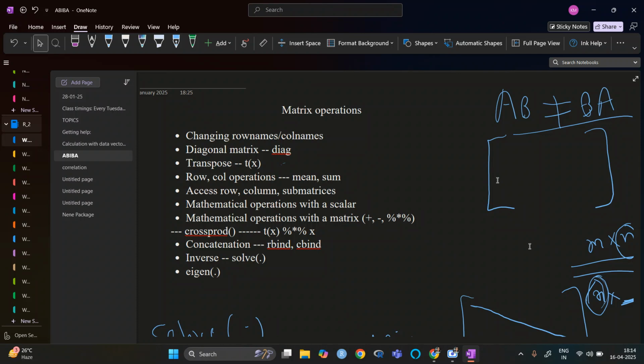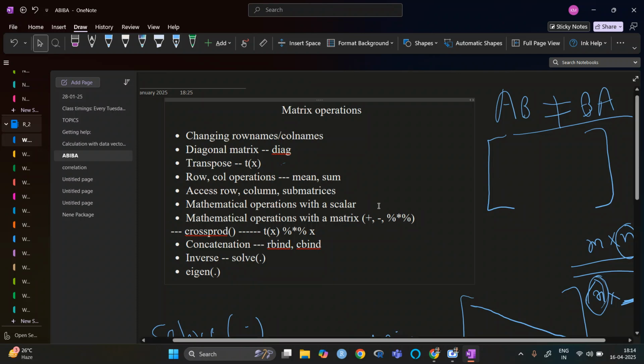Okay. Next, you can have two types here. Even in the vector, if you have a data vector, you can have the mathematical operation of vector with vector or with scalar. So here you also have the mathematical operation with a scalar or the mathematical operation with a matrix, which we have just discussed.